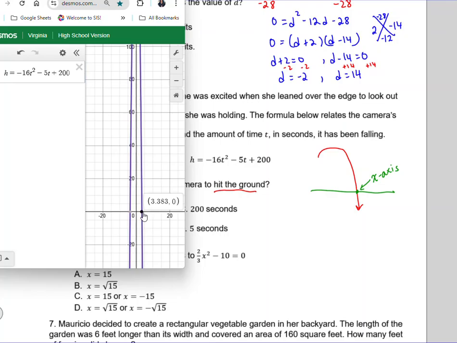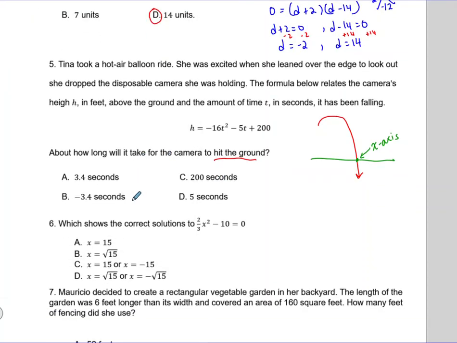So it looks like it hit the ground. It's not going to be the negative one, right? Because we don't have negative time. We have just a positive time at 3.38 seconds. That's about 3.4 seconds. Okay? There you go.